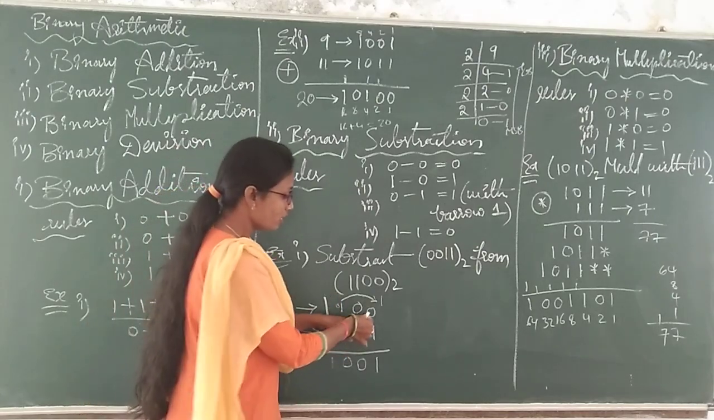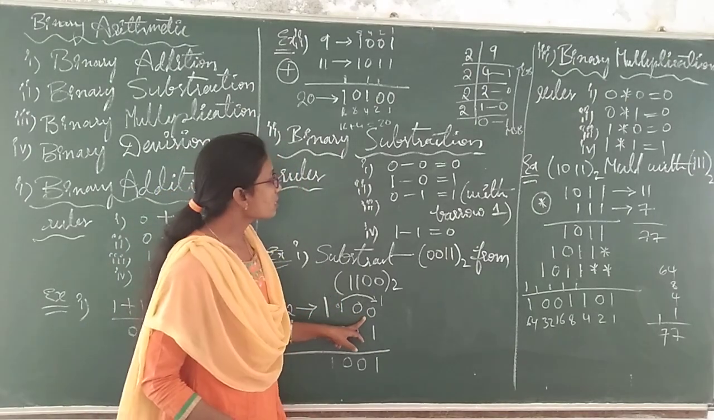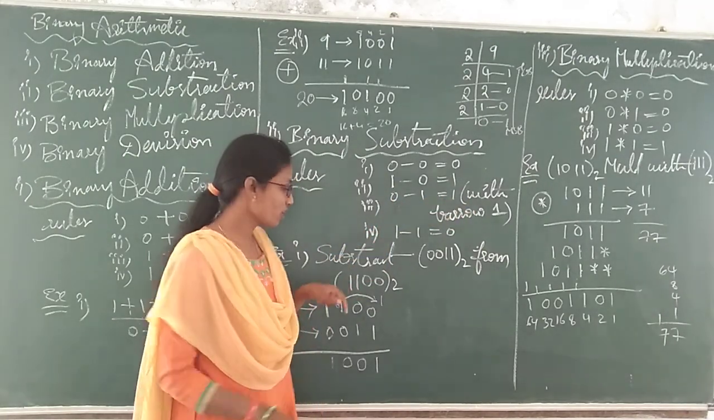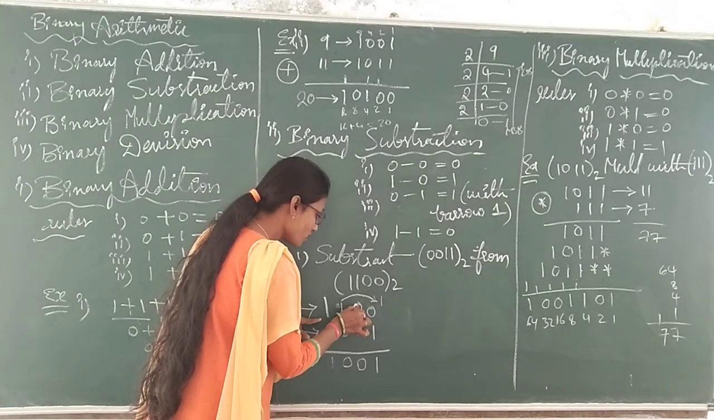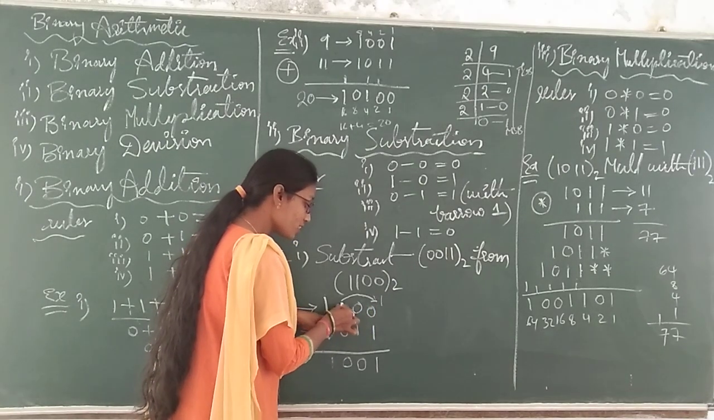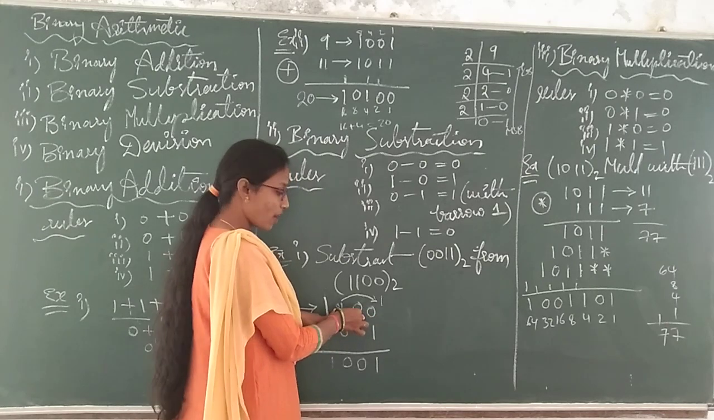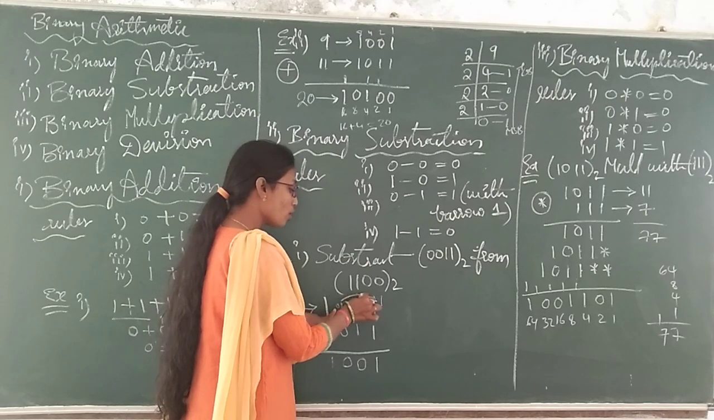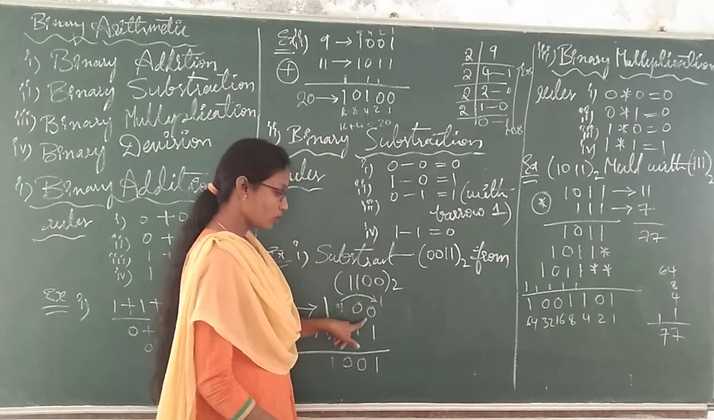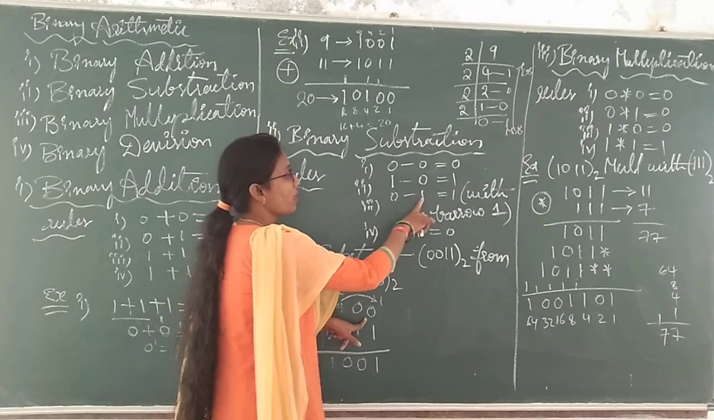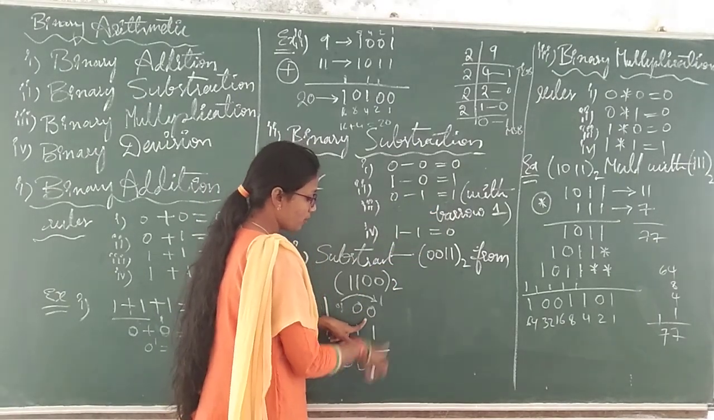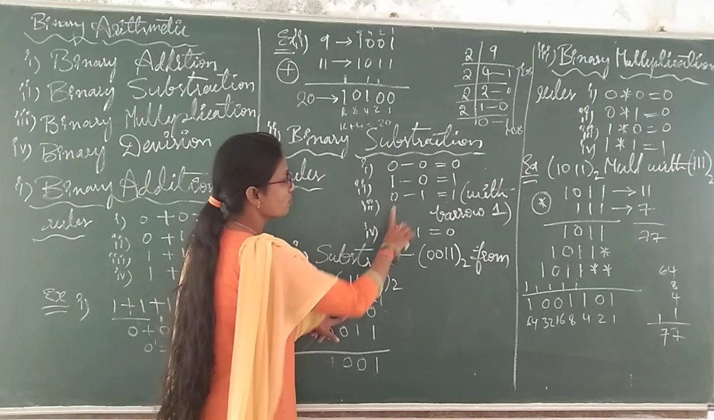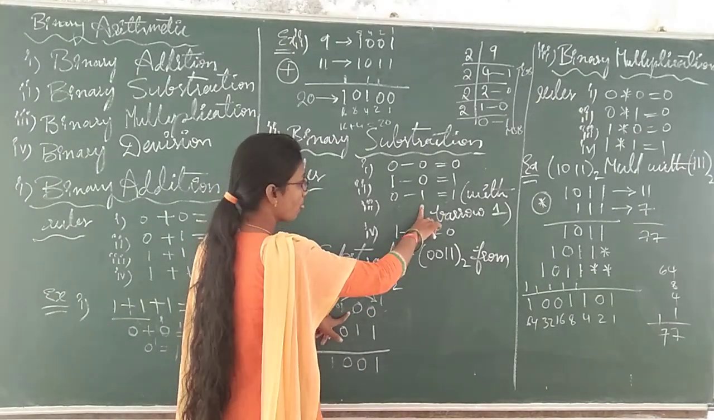Okay, and here 0 minus 1. 0 minus 1 equals 1 with borrow 1. And next, here also 0, in the second place, and in the first place the value is 0, and then in the third place the 1 is there. Borrow 1. Okay, borrow 1. 0 minus 1 equals 1, borrow 1. Next, 0 minus 1.